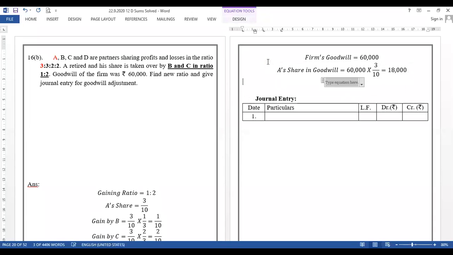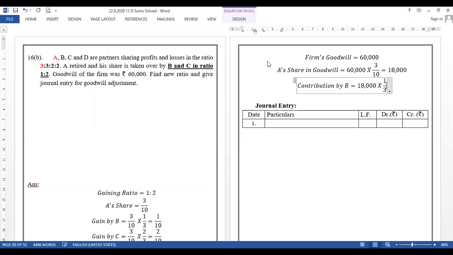Now, who will contribute? The gaining partners. Gaining partners are B and C. Gaining ratio is 1 ratio 2. So contribution by B will be equal to 18,000. The gaining ratio is 1 ratio 2, so 1 by 3. So that will be 6,000.